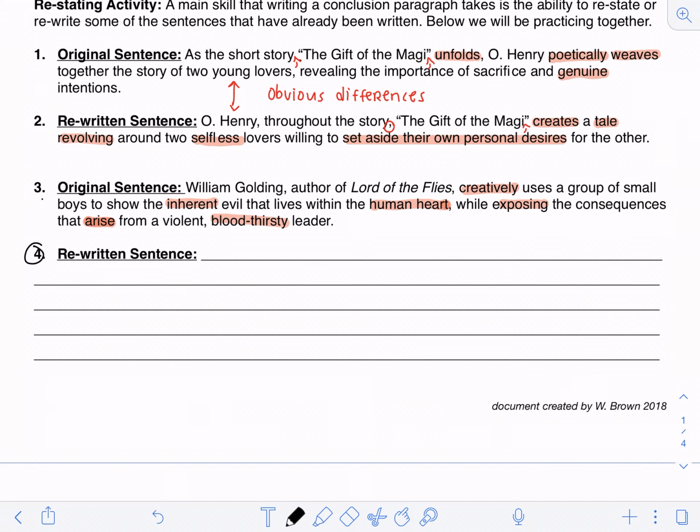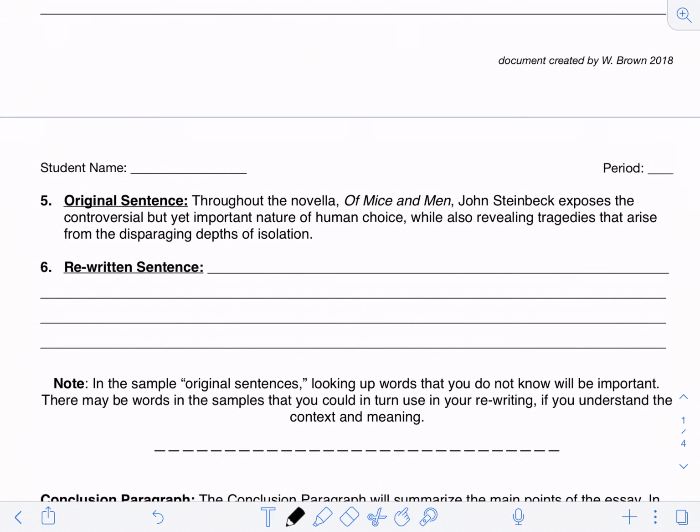Okay, next one. Throughout the novella of Mice and Men, John Steinbeck exposes the controversial but yet important nature of human choice, while also revealing tragedies that arise from the disparaging depths of isolation. So just a reminder, Of Mice and Men is a novella. Most of the other books we are reading, Things Fall Apart or A Separate Peace, are novels. We have our commas, we have our italicized novel title.